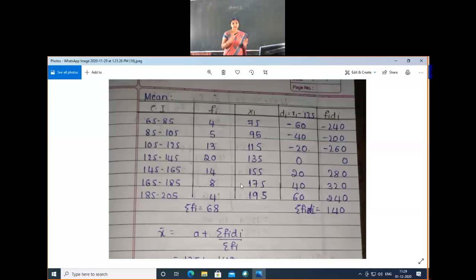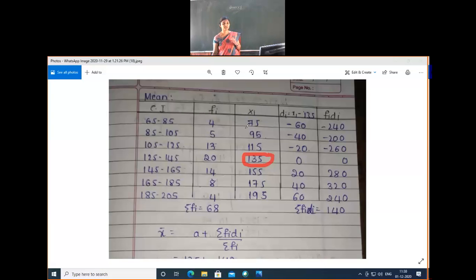Just listen carefully. This is the revision of the assumed mean concept. Class interval is given in the question only. Frequency is given in the question only. Xi we have to find. For all the methods, direct method, assumed mean method and step deviation method, the Xi column is compulsory. Xi is nothing but the class mark of the class interval: upper limit plus lower limit divided by 2.